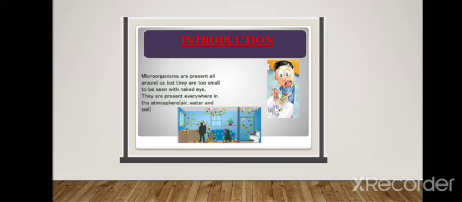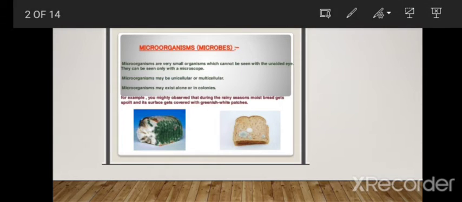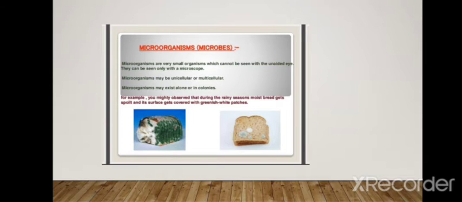Microorganisms are tiny organisms which are not visible to our naked eye. They are present everywhere around us, including air, water, and soil. Microorganisms are also called microbes. They are very small organisms which cannot be seen with the unaided or naked eye. Which instrument is used to see microorganisms? Yes, a microscope can be used to see microorganisms.